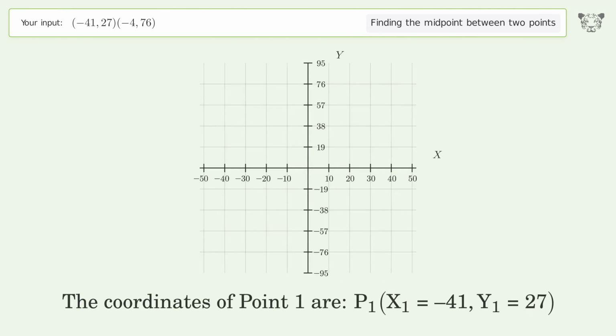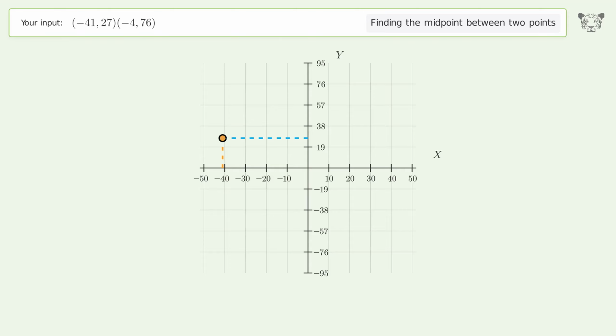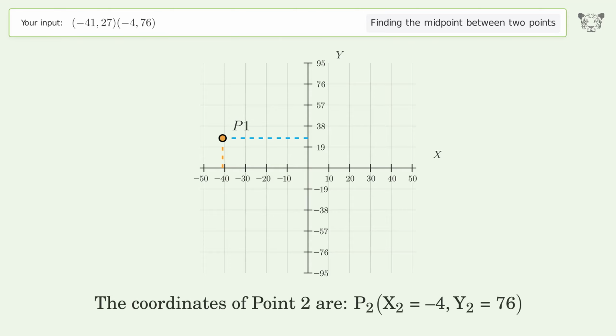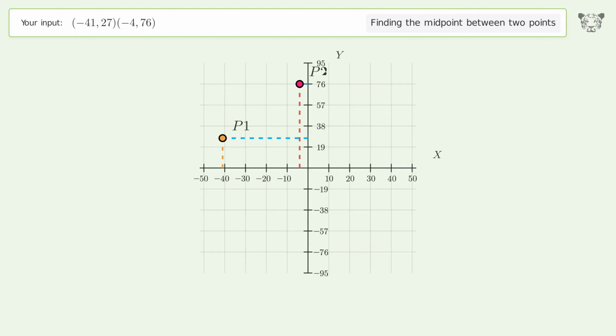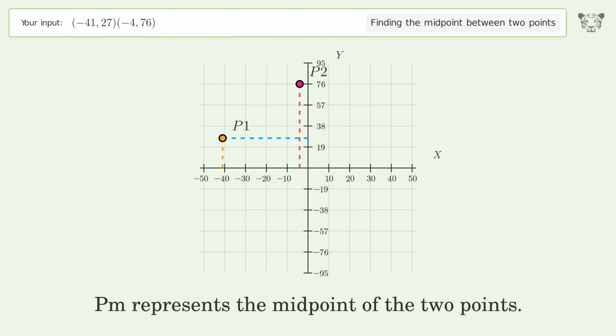The coordinates of point 1 are, x1 equals negative 41, y1 equals 27. The coordinates of point 2 are, x2 equals negative 4, y2 equals 76. PM represents the midpoint of the 2 points.